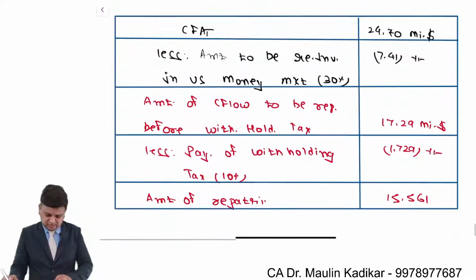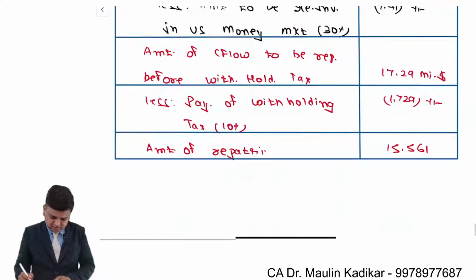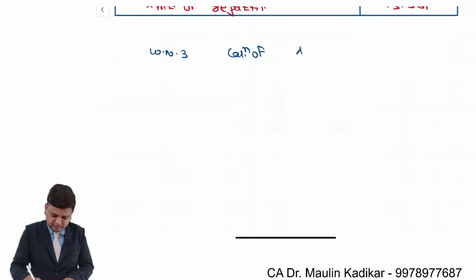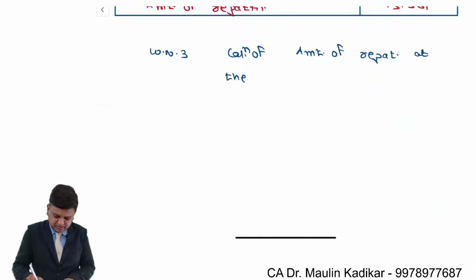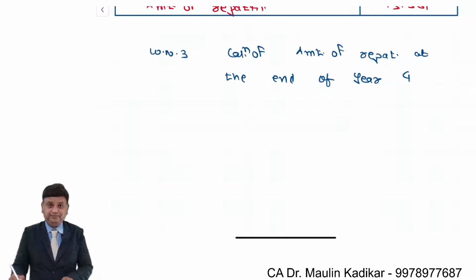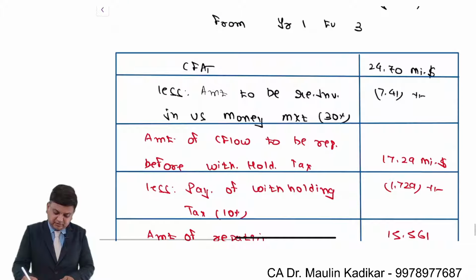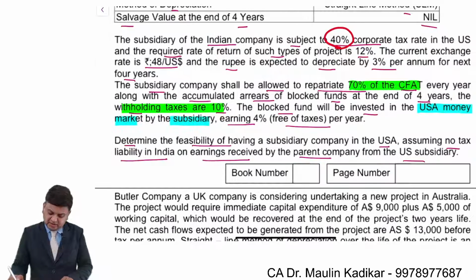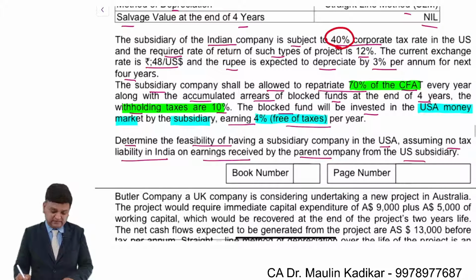Next, working note number 3, calculation of amount of repatriation at the end of year 4. Now friends, whatever the amount which is reinvested over there, the information is provided to us that it will be able to fetch a return at the rate of 4% free of tax.